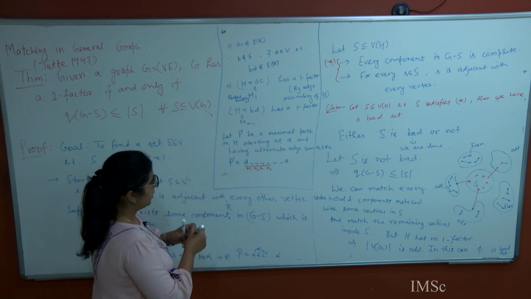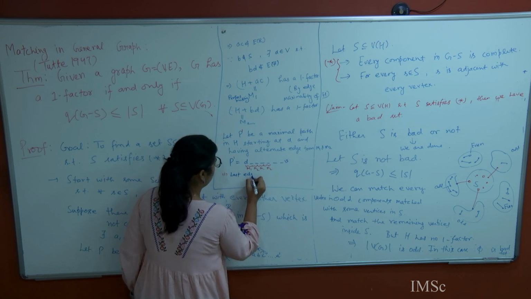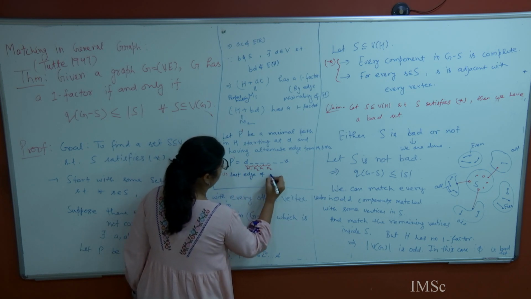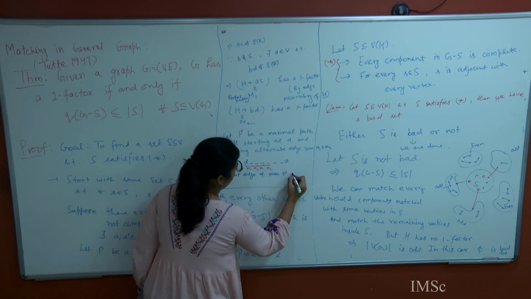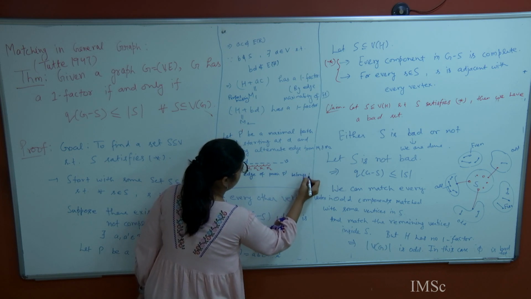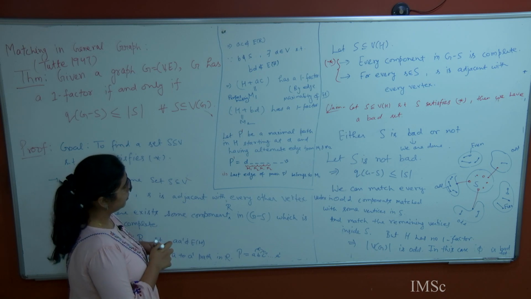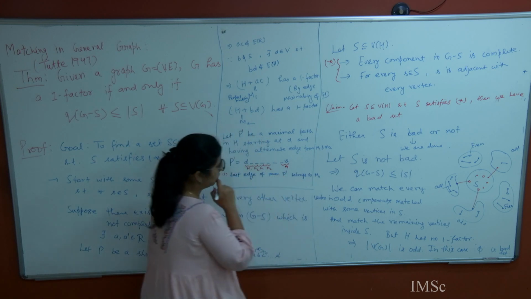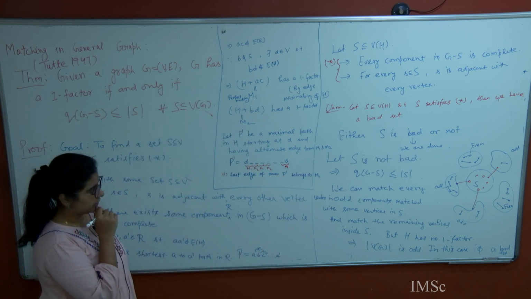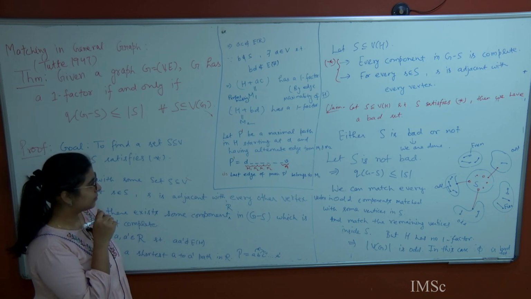Okay, so case 1 is that the last edge of path P prime belongs to M1. If it belongs to M1, what can we say? Swap the edges of M1, swap the matching. It is M2 augmenting.